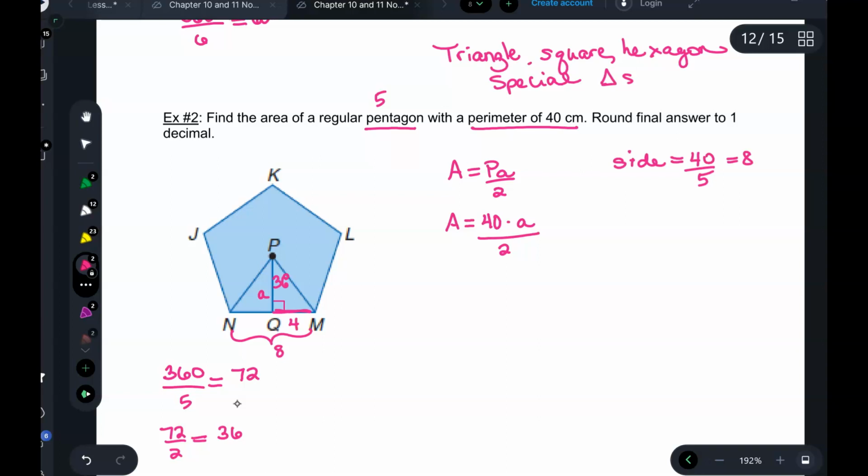4. Okay, so now using SOHCAHTOA, we're focusing on this right triangle. Here's 36. Opposite is 4. Adjacent is A. So we have to use tangent. So I'm going to use tangent 36 equals 4 over A.